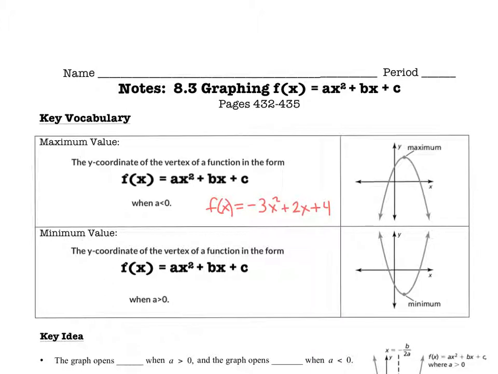The minimum value is the y-coordinate of the vertex of a function in the form f of x equals ax squared plus bx plus c when a is greater than 0. So let's give an example here. If f of x equals, we need a to be greater than 0, so let's say 1/2 x squared plus 3x minus 10. All we care about is this being positive. Therefore, the parabola would open up. And your vertex would be on the very bottom, so there would be a minimum value, and the minimum value would be the y-coordinate of that vertex.